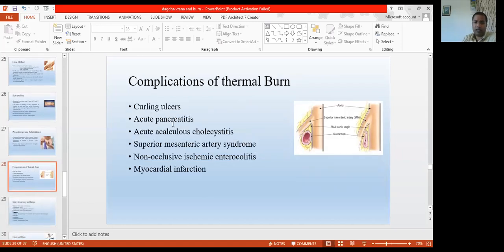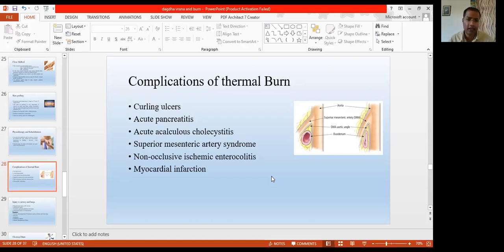So these are the few complications which often occur with thermal burn injuries. That is the Curling ulcer. Curling ulcer we already discussed in a previous lecture. That ulcer develops in the stomach due to hypovolemia. These ulcers can be prevented by better resuscitation and by reducing the duration of shock.